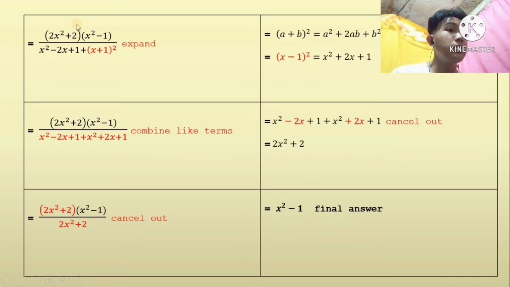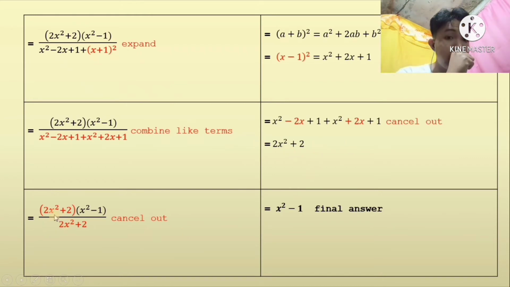So then our new equation after expanding, then let's expand this another equation. So expand the square root of x plus 1. So if we expand this, it will become x squared plus 2x plus 1. So then combine like terms, it will become x squared minus 2x. So combine with positive 2x, it will become 0. So cancel that. Then 1 plus 1, it will become 2. And x squared plus x squared will become 2x squared. So our denominator will be 2x squared plus 2.